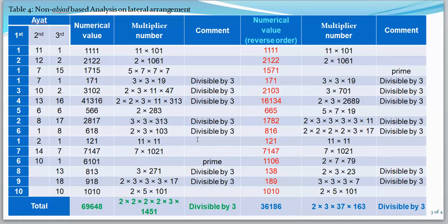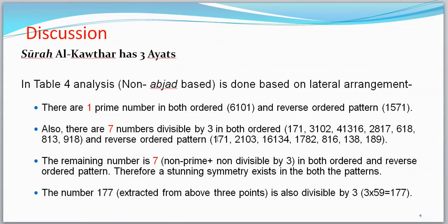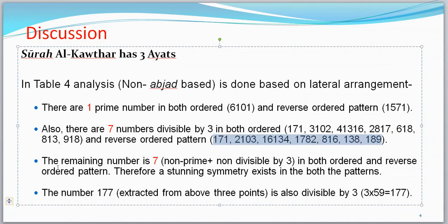So if we go to the previous slide, we see numbers 1 2 3 4 5 6 7, 7 numbers are divisible by 3, and here also 7 numbers are divisible by 3. In the comment section, 1 2 3 4 5 6 7, 7 numbers are also divisible by 3, and these numbers are presented here. The remaining number is 7. That means non-prime plus non-divisible by 3. These numbers are also 7.